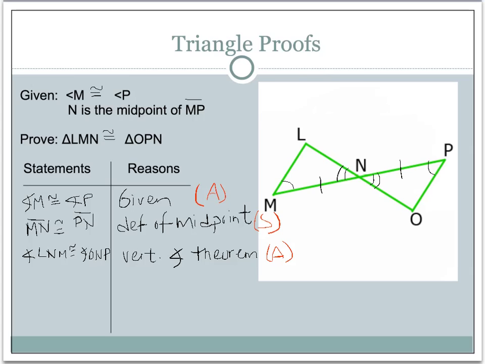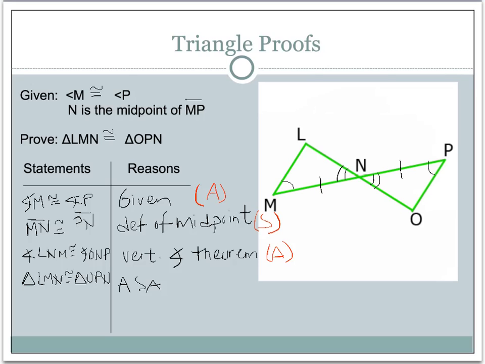Now we have two A's and an S. The only thing we have to check is that the S, that side, is included between those two angles. When I look at my picture, in triangle LMN, here's an angle, and that side is included. Same thing on the other triangle. The side is included between those two angles. So I now have enough information to state that triangle LMN is congruent to triangle OPN by the angle, side, angle postulate.